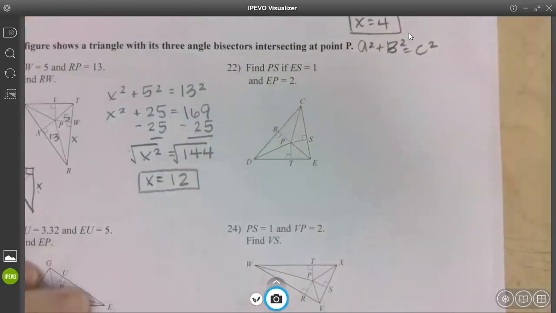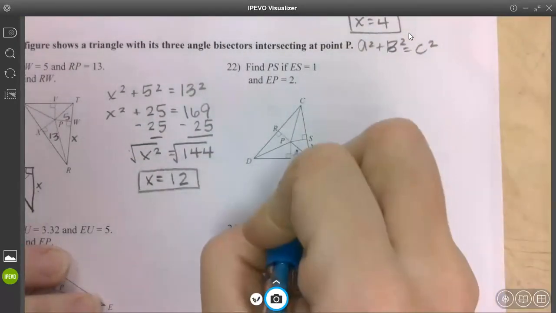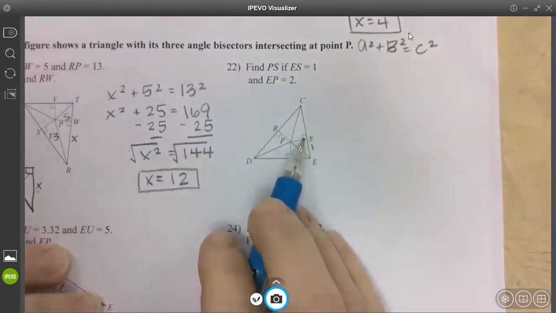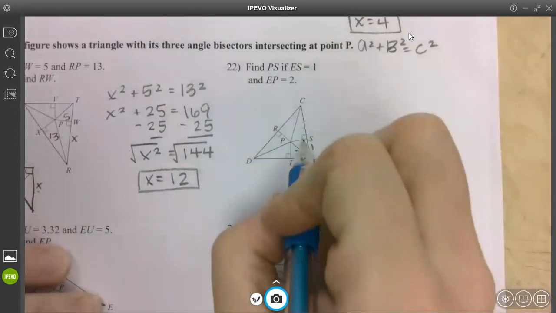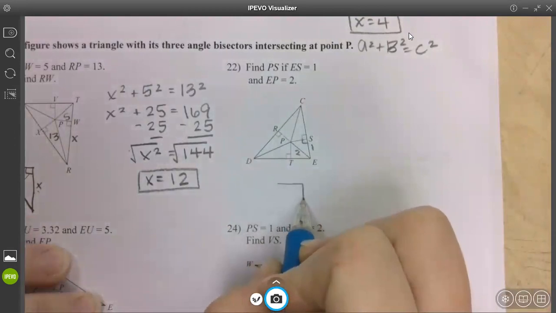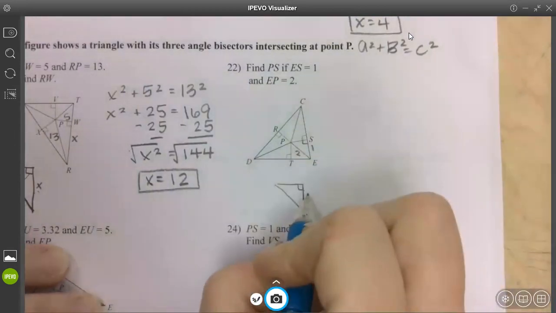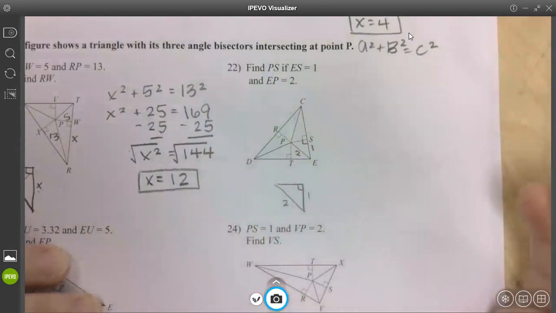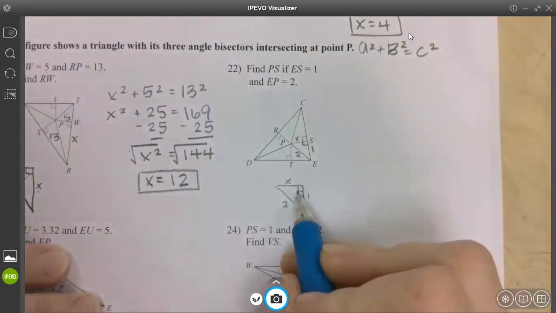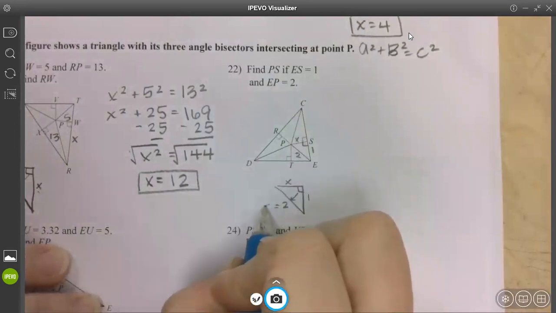Look at your next one. We have that ES is 1 and EP is 2. And if you guys look, this little square is on this side. It's understood that it's on this side as well. So what you have is another little triangle. There's your right angle, 1, 2, and we're trying to find PS. The only one that matters the order is the one across from the 90. That's going to be your C.